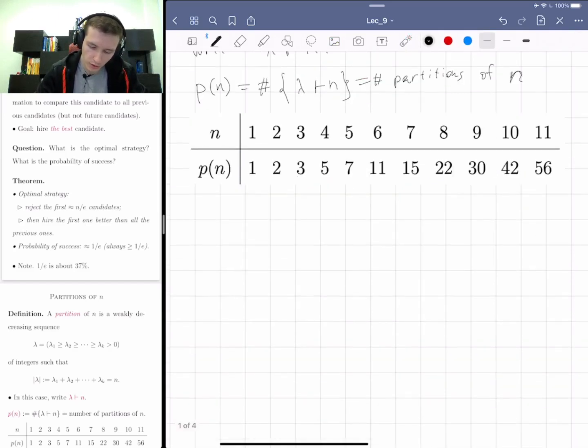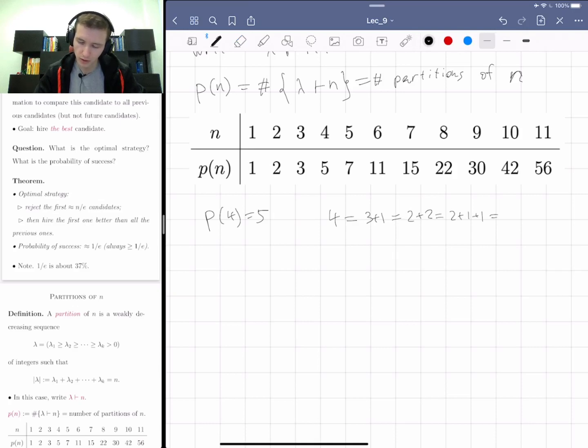So p of 4 is equal to 5, because here are all the possible partitions of 4. You can either have 4, or 3 plus 1, or 2 plus 2, or 2 plus 1 plus 1, or 1 plus 1 plus 1 plus 1. That seems like 5 different ones. I always sort these numbers, so the order doesn't matter, and I sort them in weakly decreasing order.